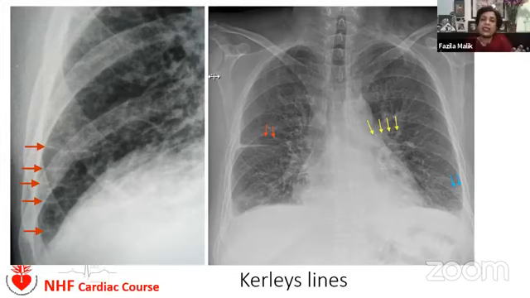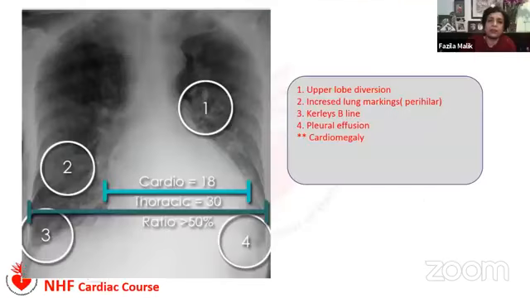And what are the Kerley C lines? The Kerley C lines are more reticular in appearance, very fine, and they are usually situated between the Kerley B lines and the Kerley A lines. And these are very fine lines. All these lines indicate interstitial edema.